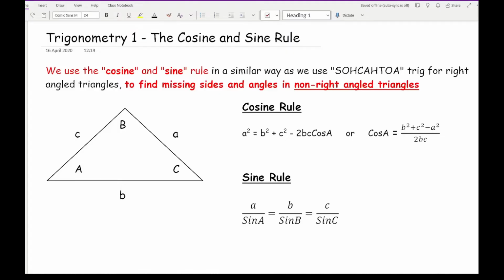So we use the cosine and sine rule in a similar way as we use SOHCAHTOA trig for right angle triangles to find the missing sides and angles in non-right angle triangles. Take any non-right angle triangle. The triangle on the screen looks like an isosceles triangle, but it doesn't really matter whether it's scalene or equilateral, as long as it's not right angled, then these rules will apply.